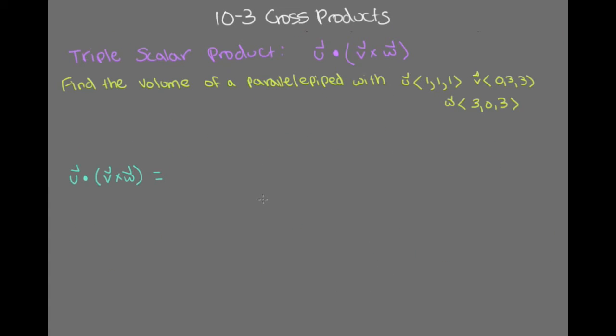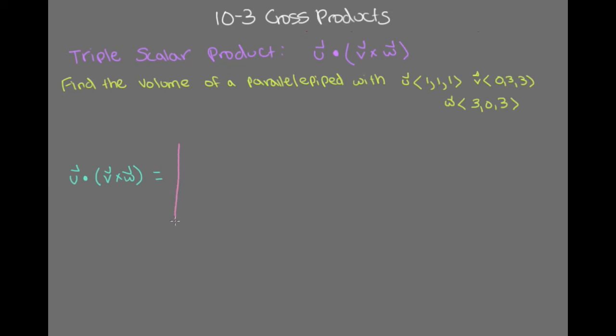Now let's take a look at the triple scalar product. Basically, the triple scalar product is a numeric value, not another vector, where it's the dot product of u and the cross product of v and vector w. And what we can use this for is to find the volume of a parallelepiped, which is basically a prism kind of solid, and we're given three different vectors corresponding to adjacent sides. And what we're going to do is take the triple scalar product of these three vectors to find the volume of this parallelepiped.